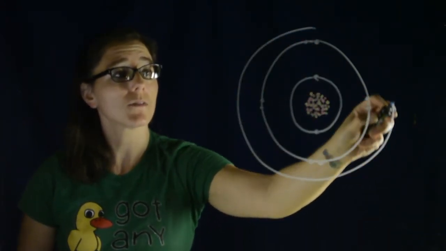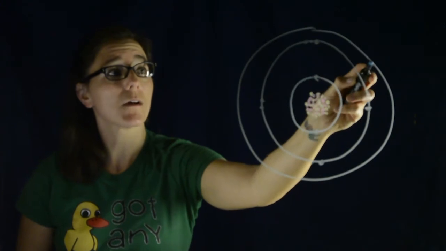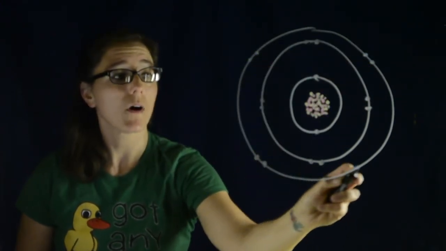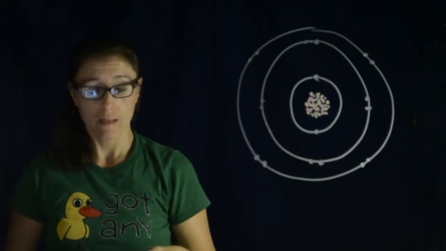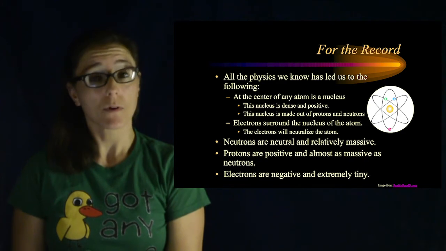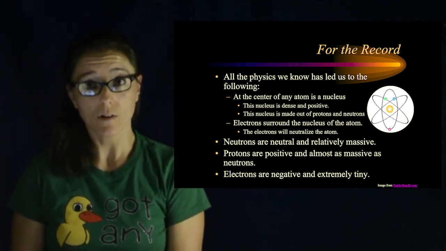So we also know that electrons surround the nucleus of the atom in discrete energy shells that we often call orbitals. We know that electrons are negative, we know that protons are positive, we know that neutrons are neutral.